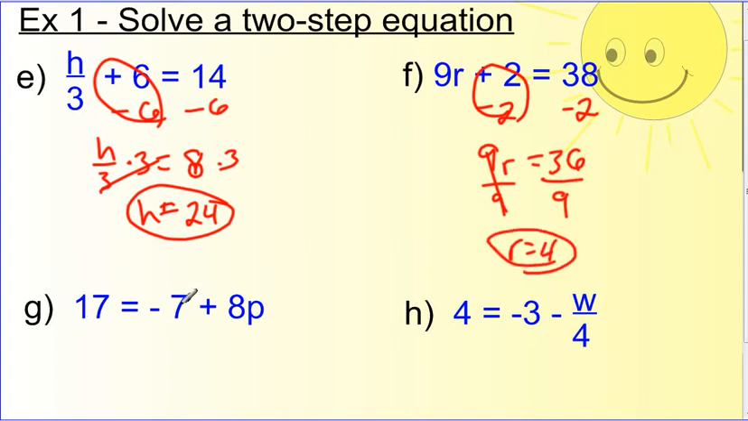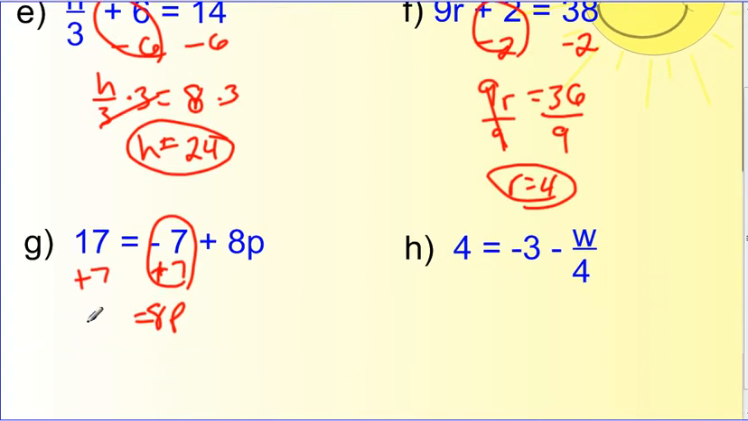Letter G. Our variable is being times by 8 and added by this negative 7. Well, we need to get rid of this negative 7 first. The way you get rid of a negative 7 is with a positive 7. So the signs cancel. This thing equals 0. Plus 7. 8p equals 24. Divide by 8, divide by 8, and p equals 3.